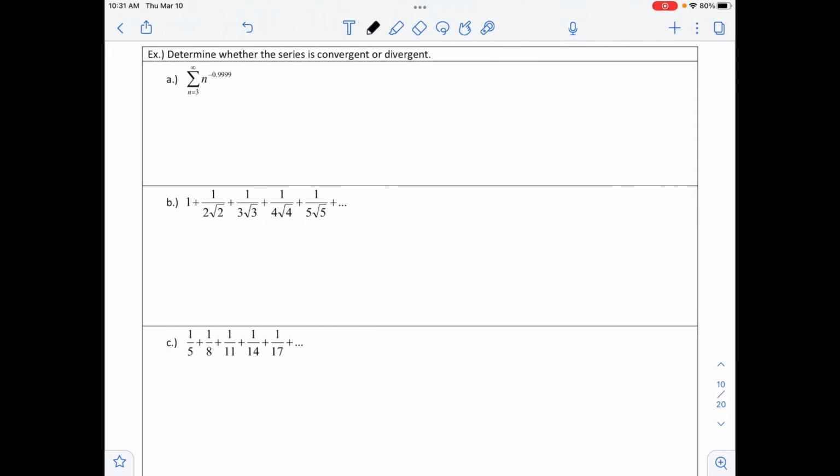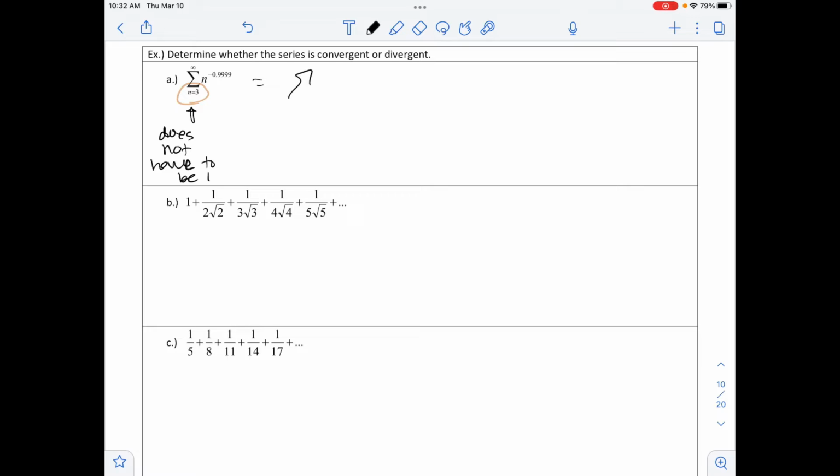So the example says, determine whether the series is convergent or divergent. Part A says the sum from n equals 3 to infinity of n to the negative 0.9999. And so for this, really quick, a little note is that this is not starting at 1. And it's not a big deal if it doesn't start at 1. It doesn't matter what the starting index is, so it does not have to be 1. So just a little note there.